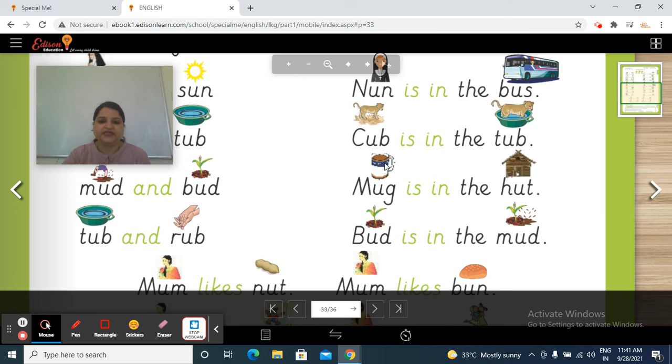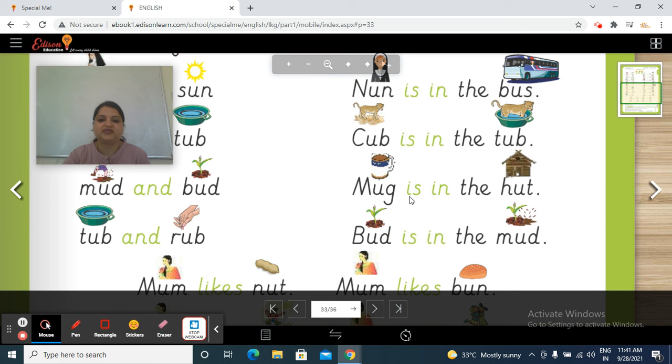Now read this. Tell me whose picture is this? This is a mug. And this is a hut. Now tell me where is mug? Yes, mug कहाँ पे है? Hut के अंदर. So that's why we use in. Okay, in the hut.